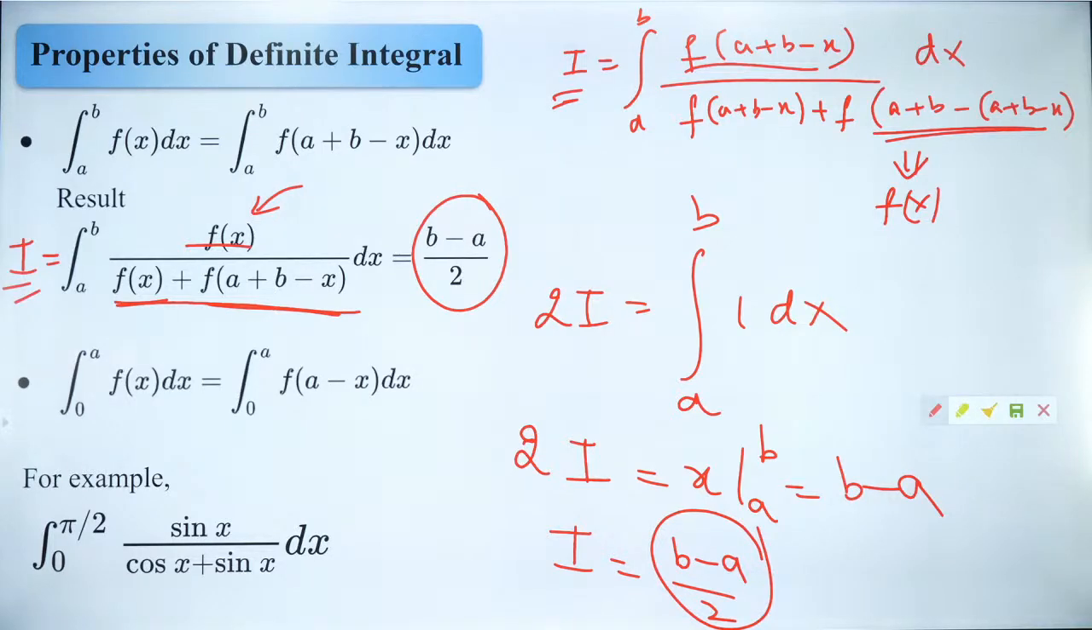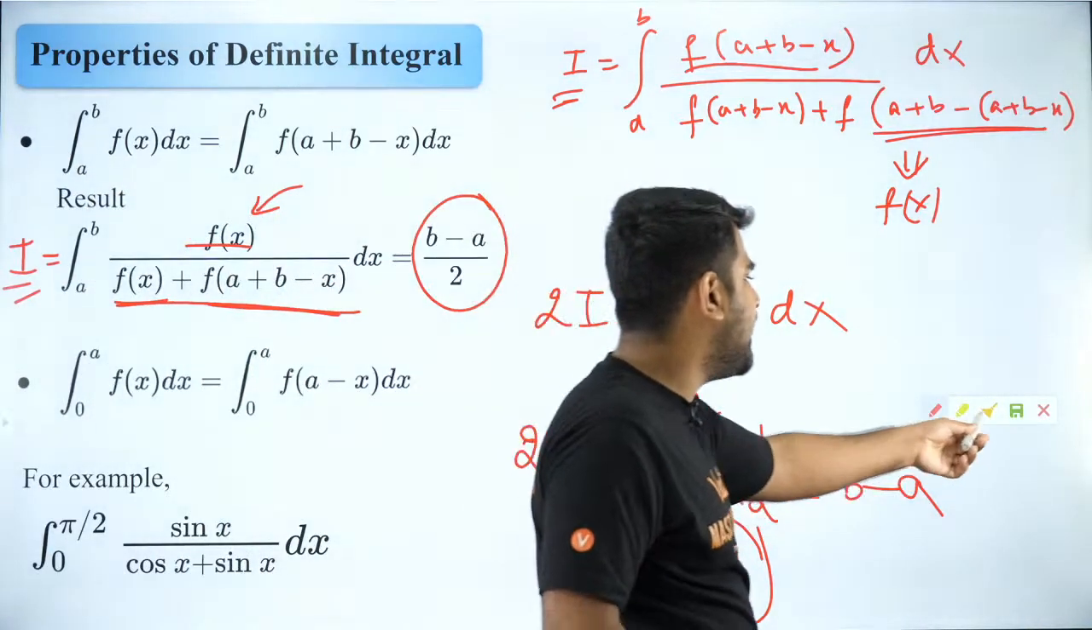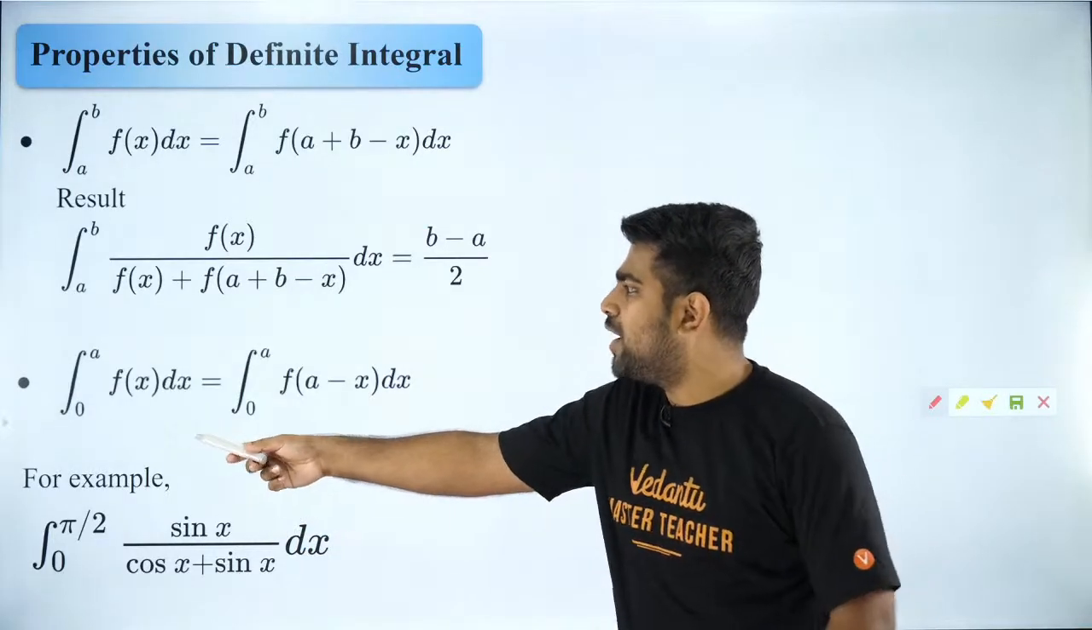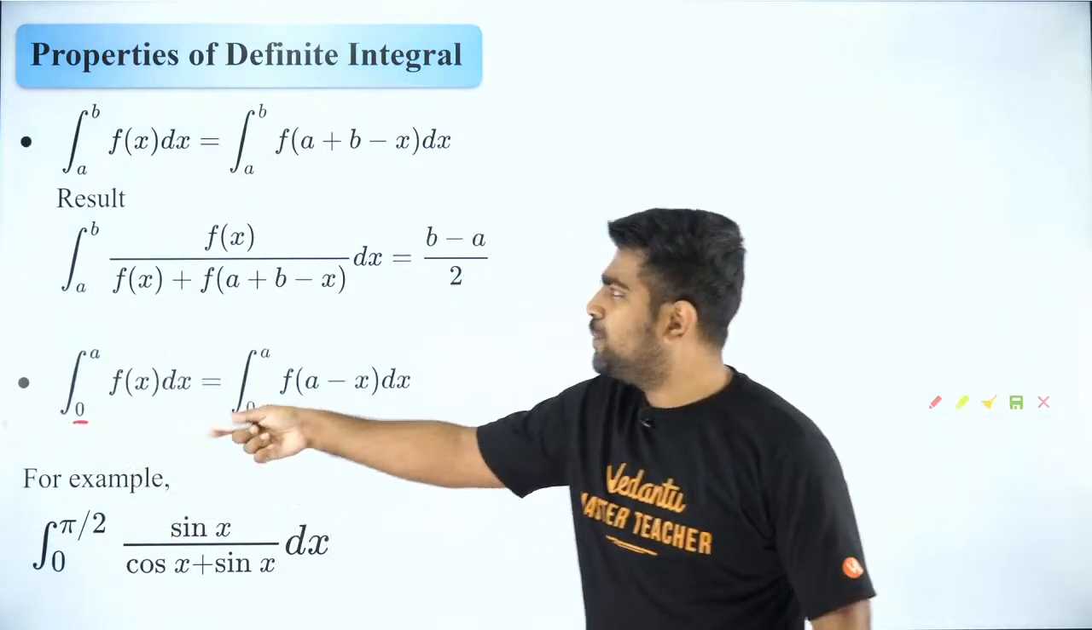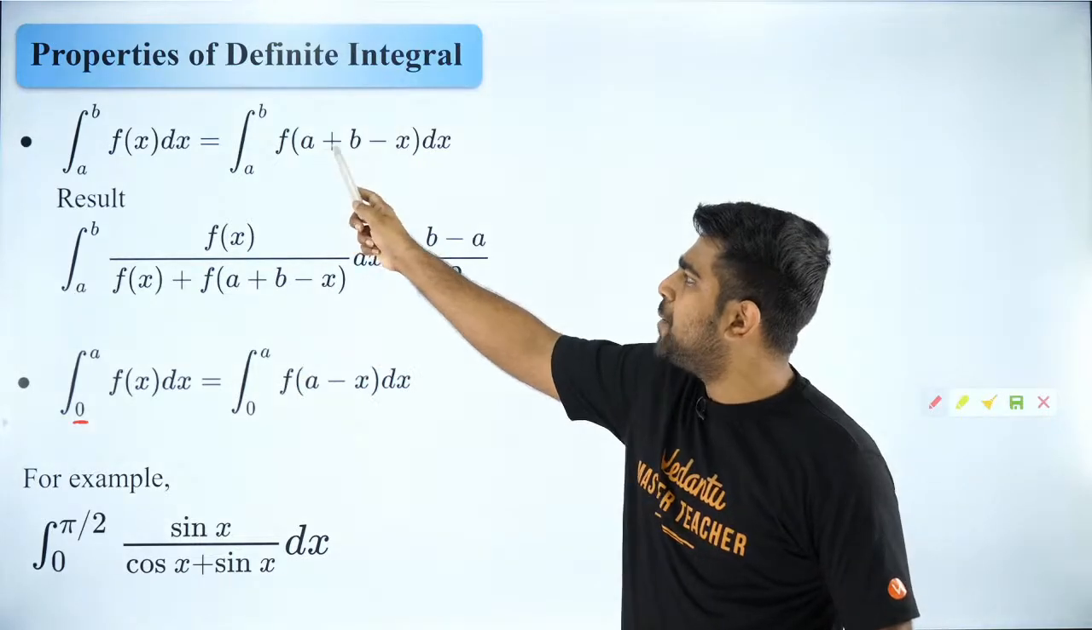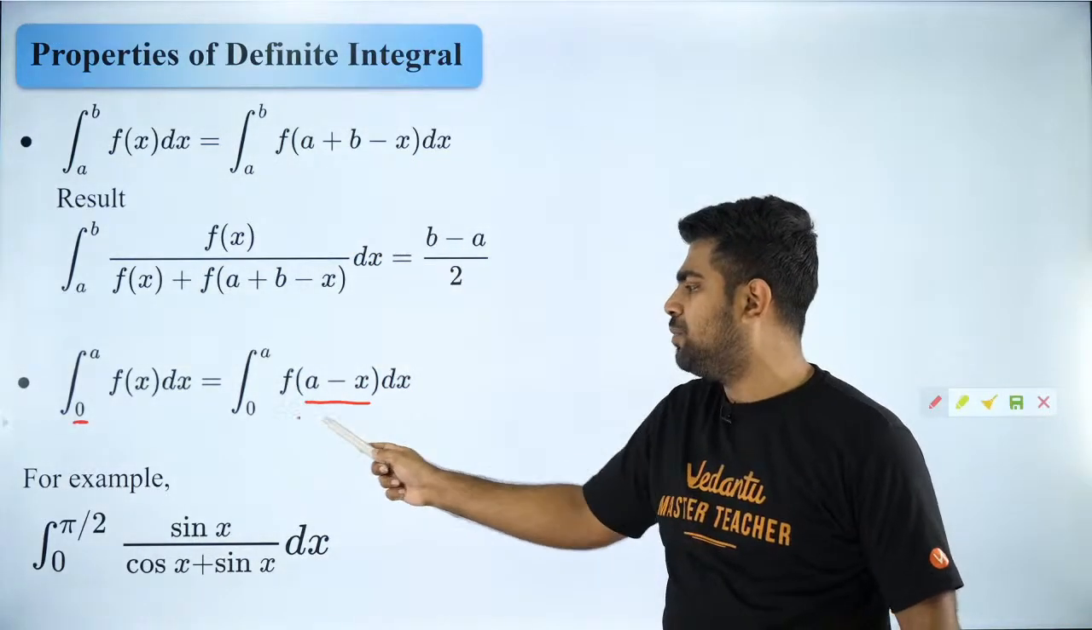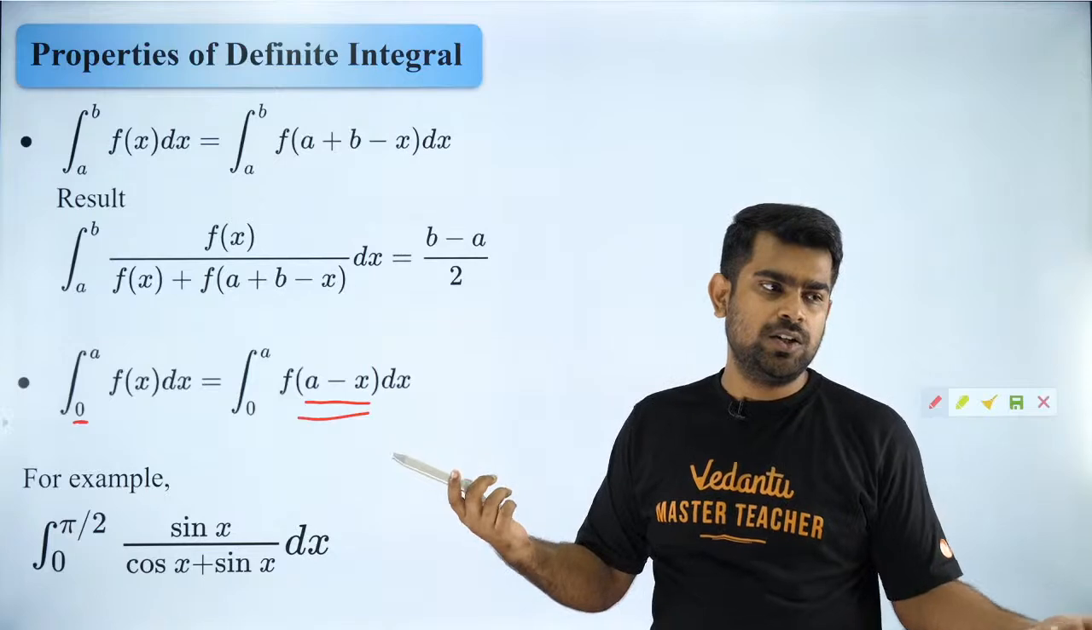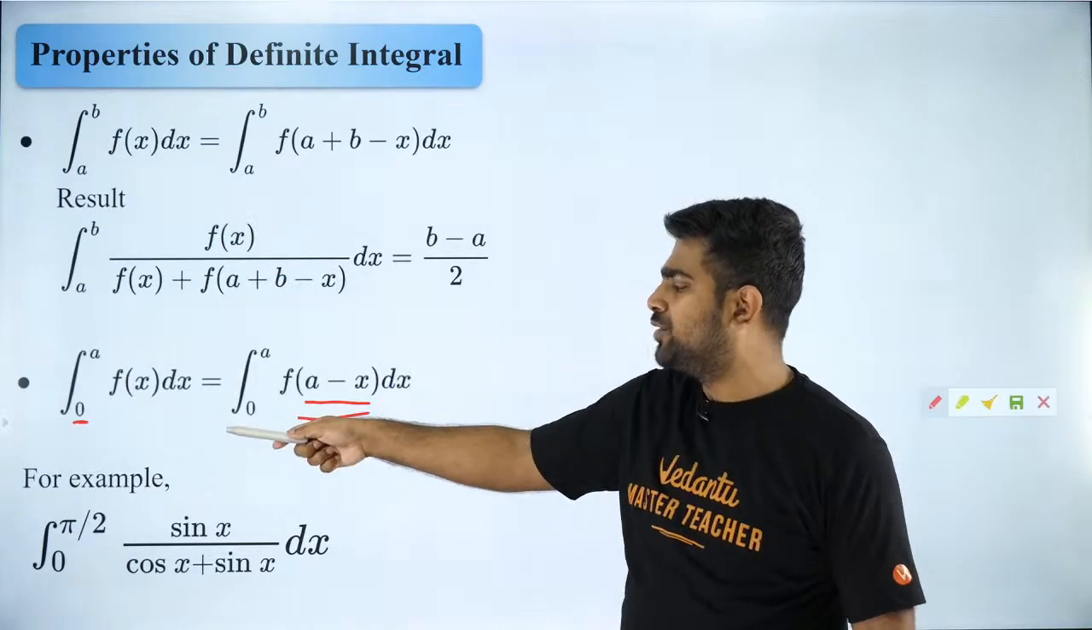Yup, Kiran, absolutely. So guys, this is a special case, the second one. When lower limit is 0. It is basically the same thing. So you'll have a plus 0 minus x. So that is why a minus x. Got it? So it is a special case of King's rule.